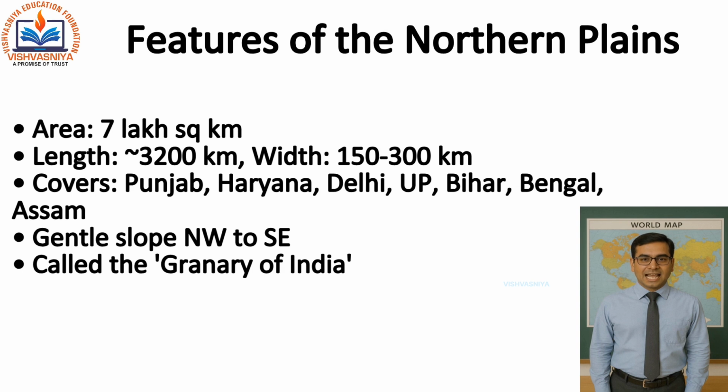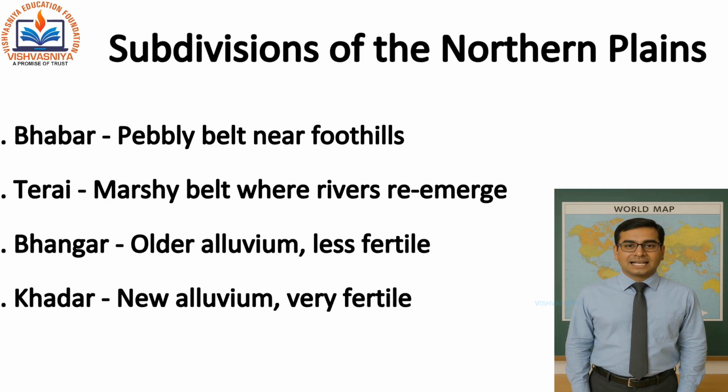Area: 7 lakh square kilometers. Length: 3,200 kilometers. Width: 150 to 300 kilometers. Covers Punjab, Haryana, Delhi, UP, Bihar, West Bengal, Assam. Gentle slope from northwest to southeast, known as the Granary of India. Let's now break the plains into 4 subzones.